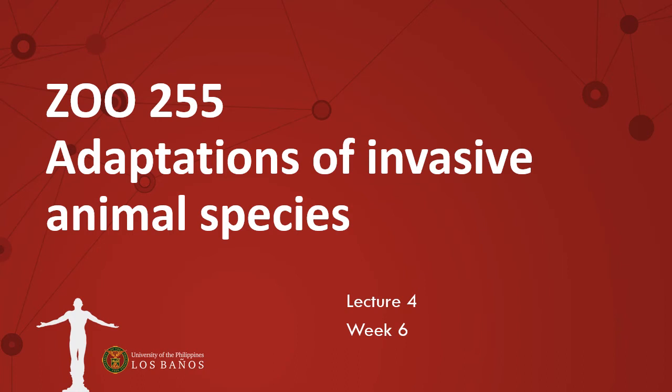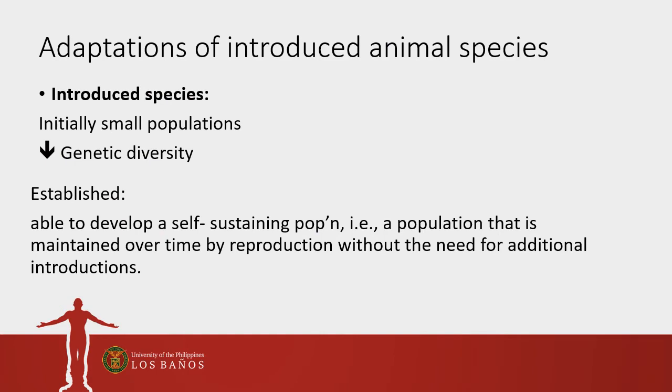This is Lecture 4, Adaptations of Invasive Animal Species. Generally speaking, the founder populations of introduced animal species, when compared with the native species, are presumably low and have low genetic diversity. Once established, populations that become invasive develop the ability to sustain their populations, meaning they are able to maintain their populations through reproduction without the need for additional introductions.